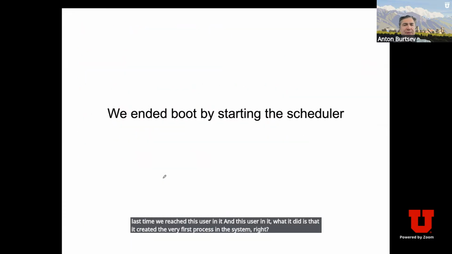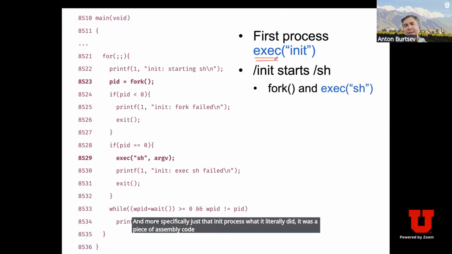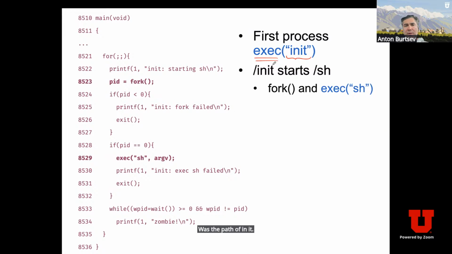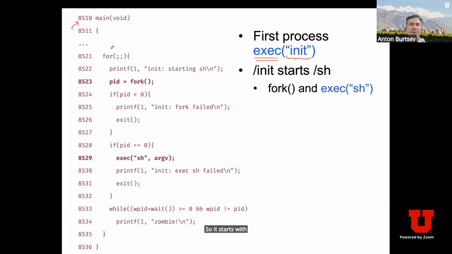And more specifically, that init process was a piece of assembly code, which executed the exec system call with the path of init. And init is a process written in C. This is the source code, roughly speaking. It starts with main and everything else, and then it goes into the infinite loop, and it prints on the screen that init has started, right? And what it means is that at this point, you're ready to boot into the shell.